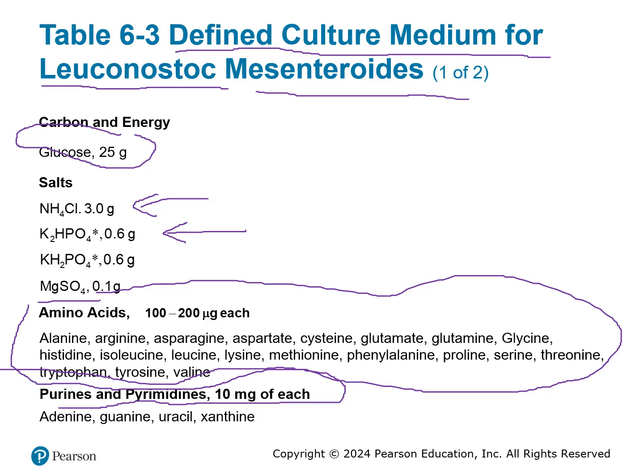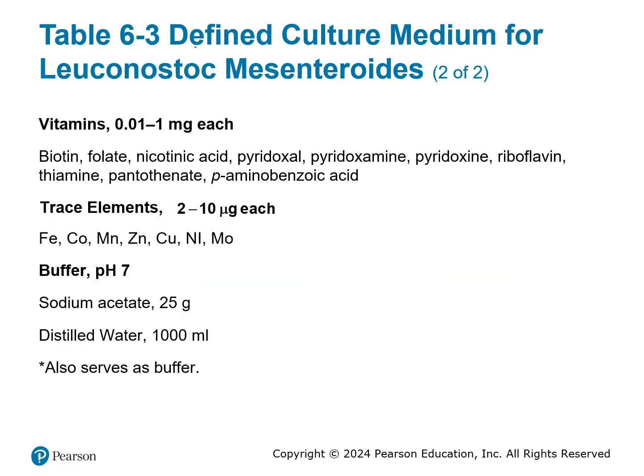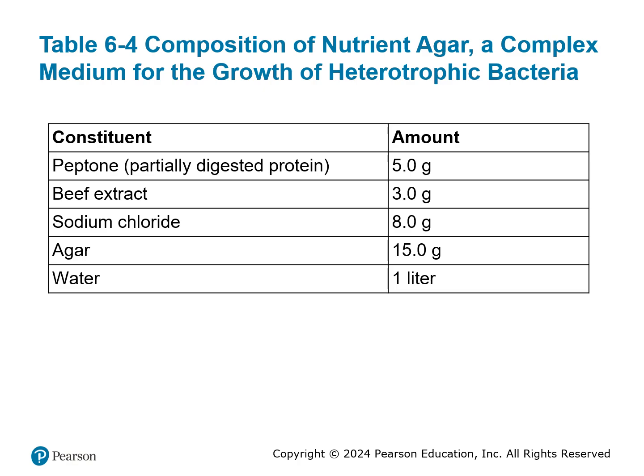So this is where it's not 100% because it says 10 micrograms of each of adenine, guanine, uracil, and xanthine is a different amino or nucleotide. Okay, defined culture for growing Leuconostoc mesenteroides. All right, it also has all this stuff in it. Those phosphates serve as a buffer. Now, in contrast, this is a complex medium, meaning we do not know exactly what is in it.